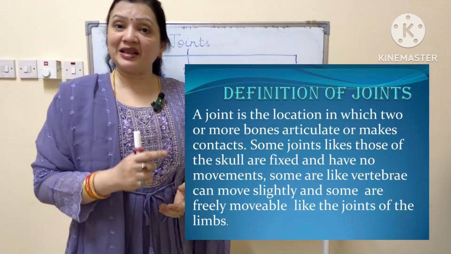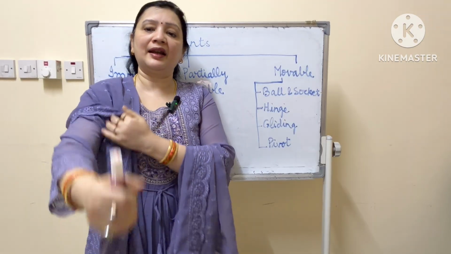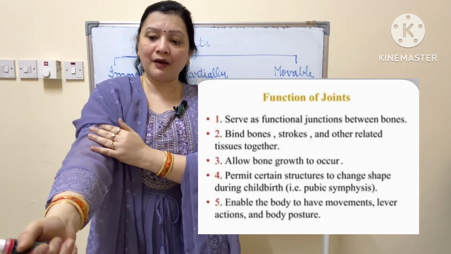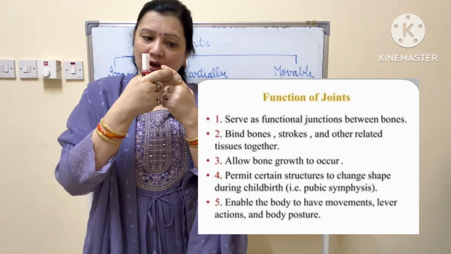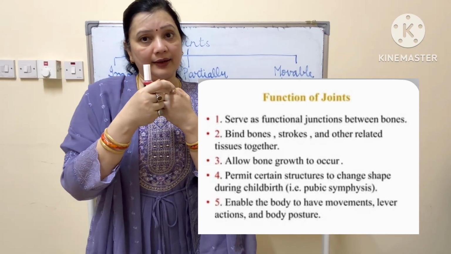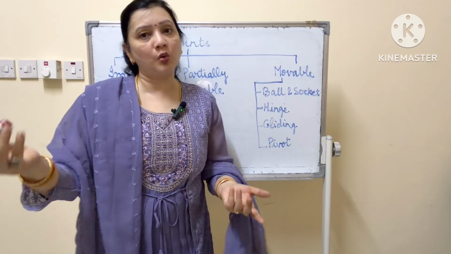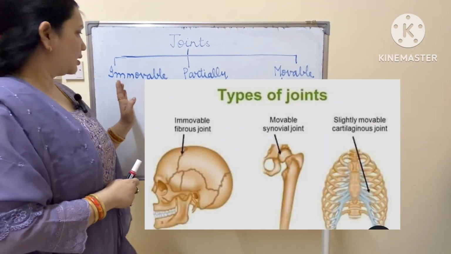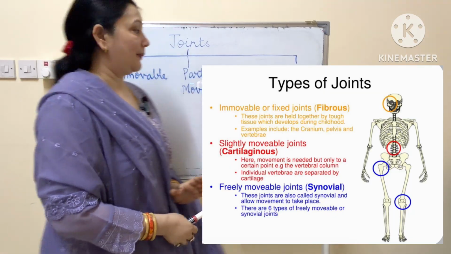A joint is the place where two or more than two bones meet. For example, in our elbow, three bones meet: one from the upper arm and two in the lower arm. Whereas if you see fingers, one bone is this and the other is this. So a joint is that place where two or more bones meet. Now these joints are of three types: immovable, partially movable and movable.